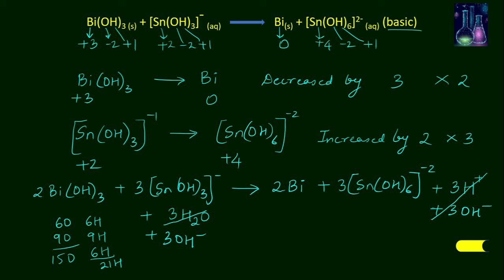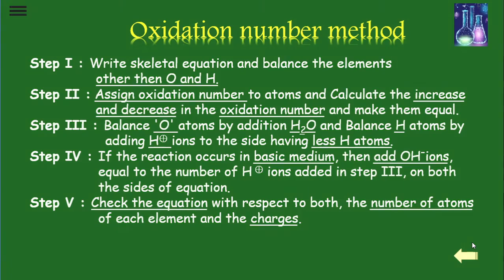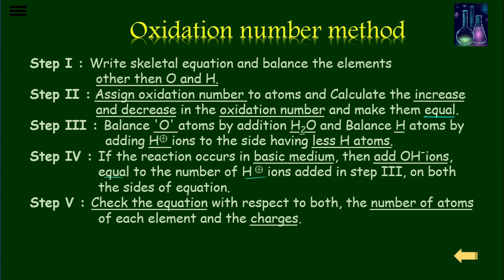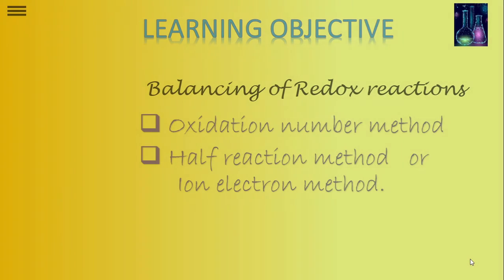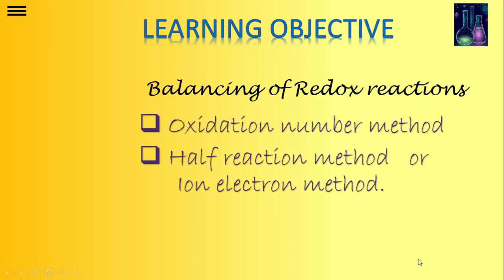I hope you understood the oxidation number method, and you can have a look at the steps once again. Now let's move on to our next method, that is the half reaction method or ion electron method.